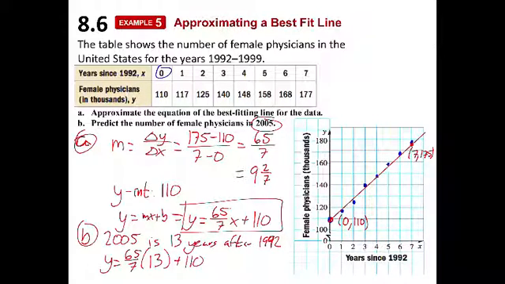Plugging this into your calculator, you got 65 divided by 7 times 13 plus 110. Now, we're going to have to approximate this and kind of round it because you can't have decimal physicians. Because we end up with 230.71. We're going to say that's about 231.